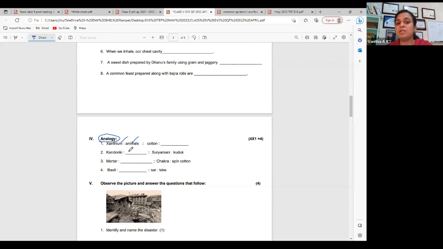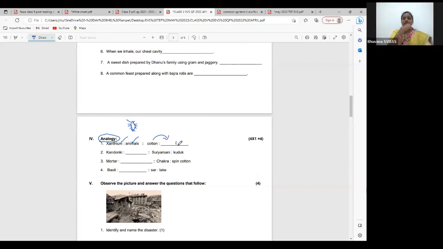Xanthium, animals. A xanthium is a seed which has hooks and spines in it, so the seed is dispersed by animals. So cotton is dispersed by? Wind. Cotton, wind. The seeds travel in the wind because they are very light and they have hairy structures. And this is something from the text: mortar and pestle, chakra, spin, cotton, bowley.